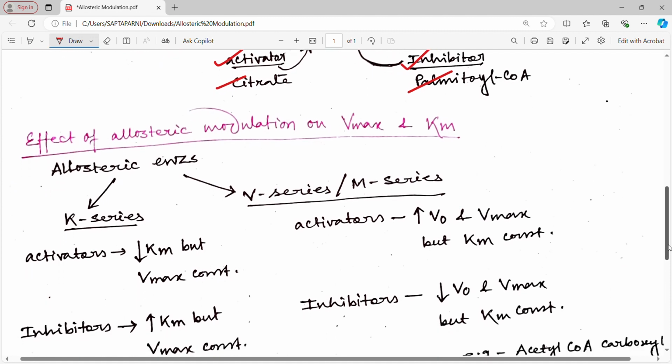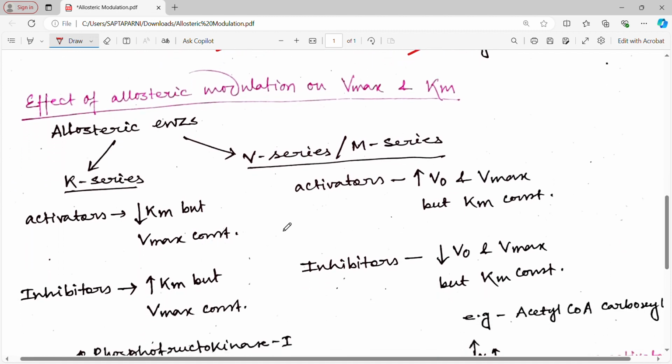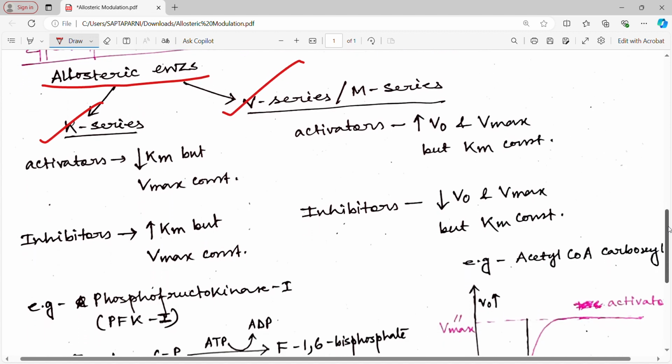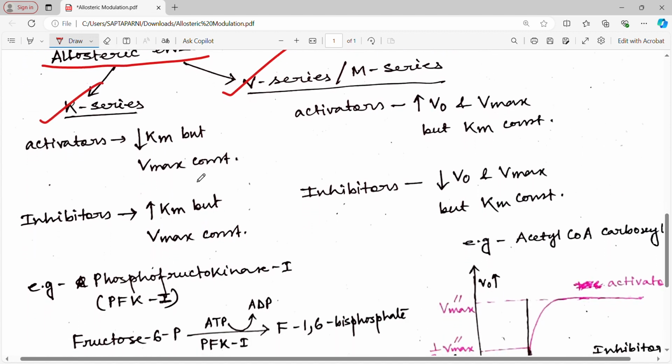So, see, there are two types of allosteric enzymes. Okay, one is K series enzymes and another one is V series or M series enzymes. In case of K series enzymes, we can see that Vmax remains constant. Okay, see here, for both activators and inhibitors of these kinds of allosteric enzymes, the Vmax remains constant. But the Km value changes. That is why this type of enzyme is called K series enzymes.